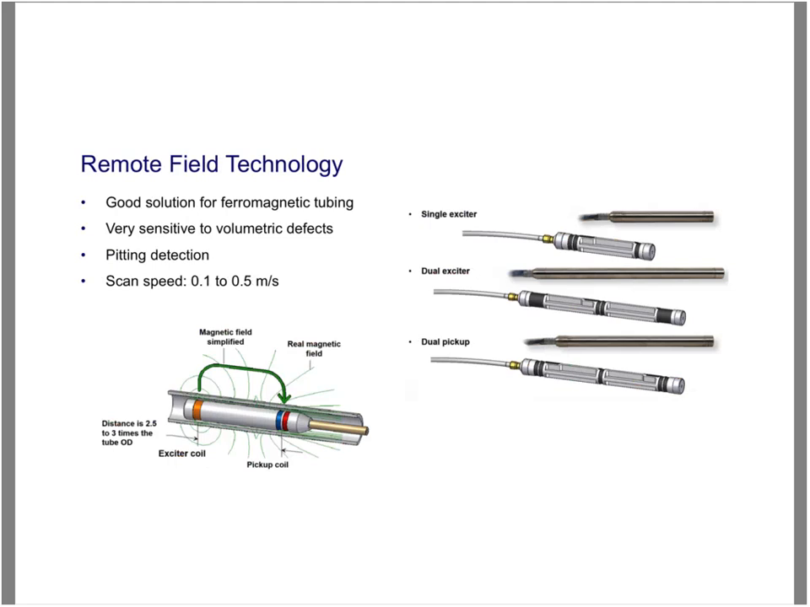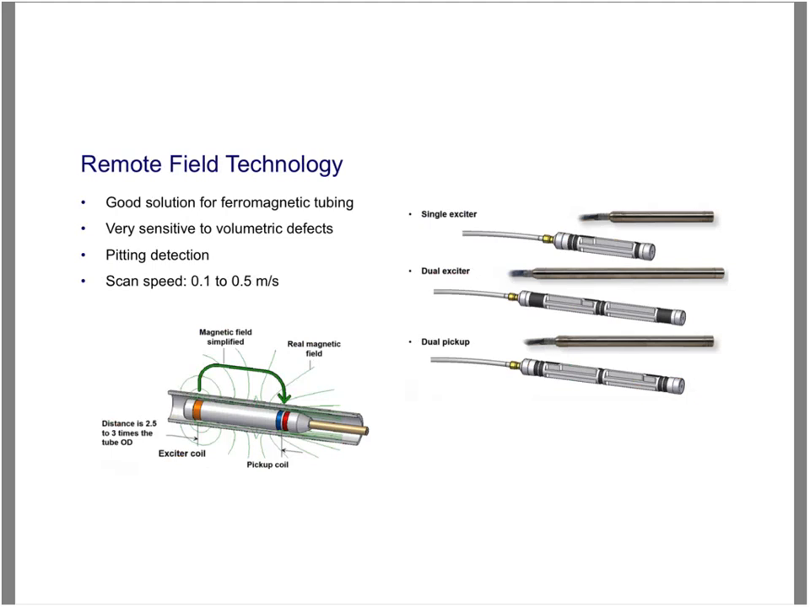Other thing, we also have remote field. So remote field, we're using a magnetic field which is much further away from what we usually see with eddy current. So the distance is about 2.5 to 3 times the OD. This is the distance between the exciter and the pickup, about 3 times the OD over here. And what we have is this magnetic field which goes through the material and back into the material.